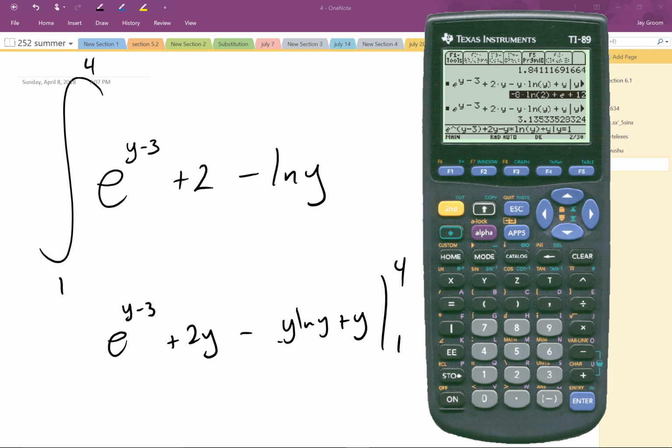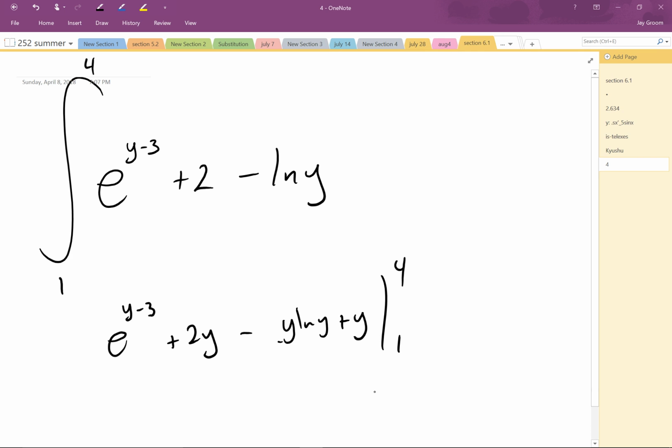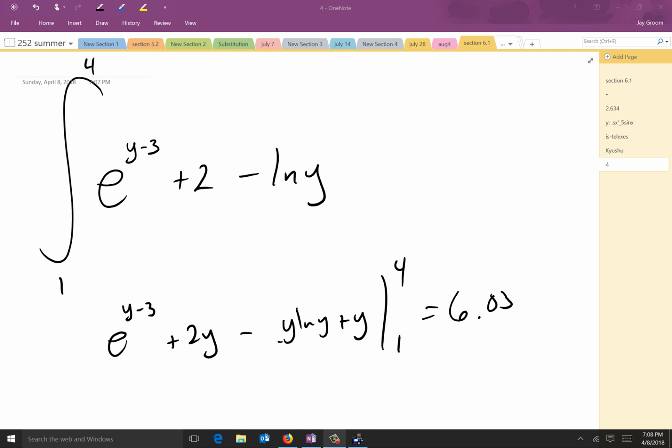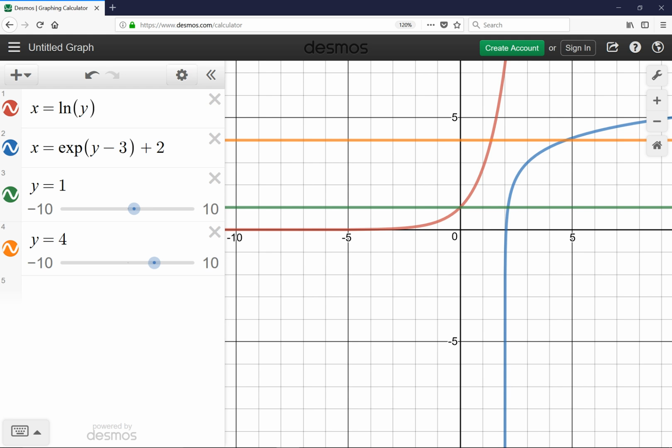So if you take this number up here minus this number here, you get 6.03. If you look at that, I think I can convince myself that there's 6 boxes in there. There's 1, 2, 3, 4, 5 and a half, 6. Yeah, I'd buy that. That sounds about right.